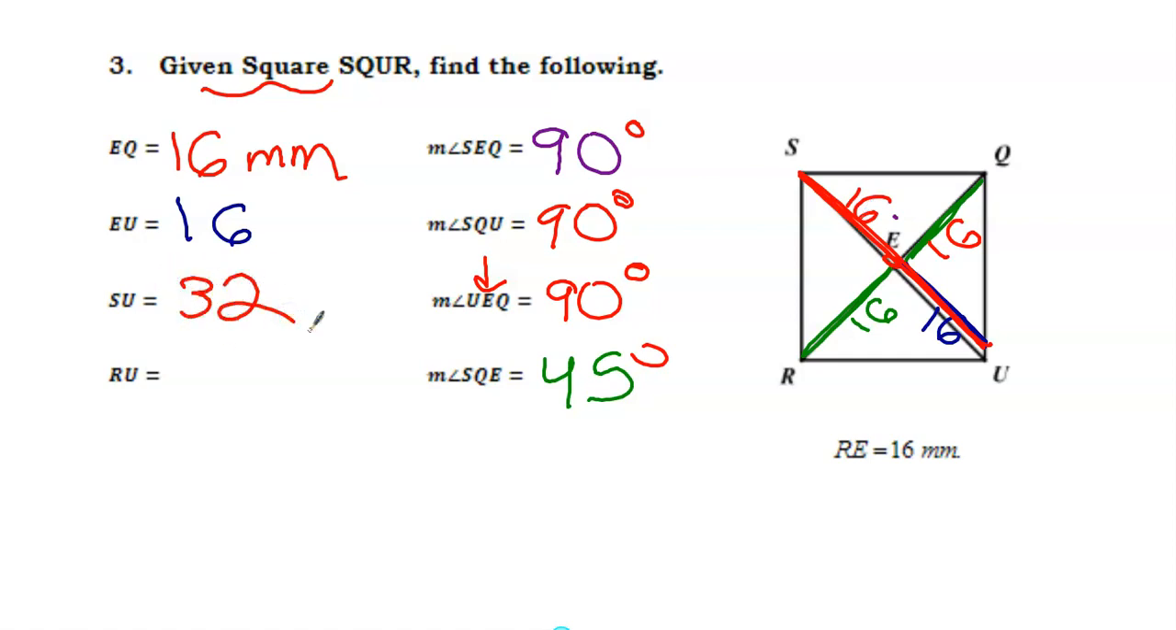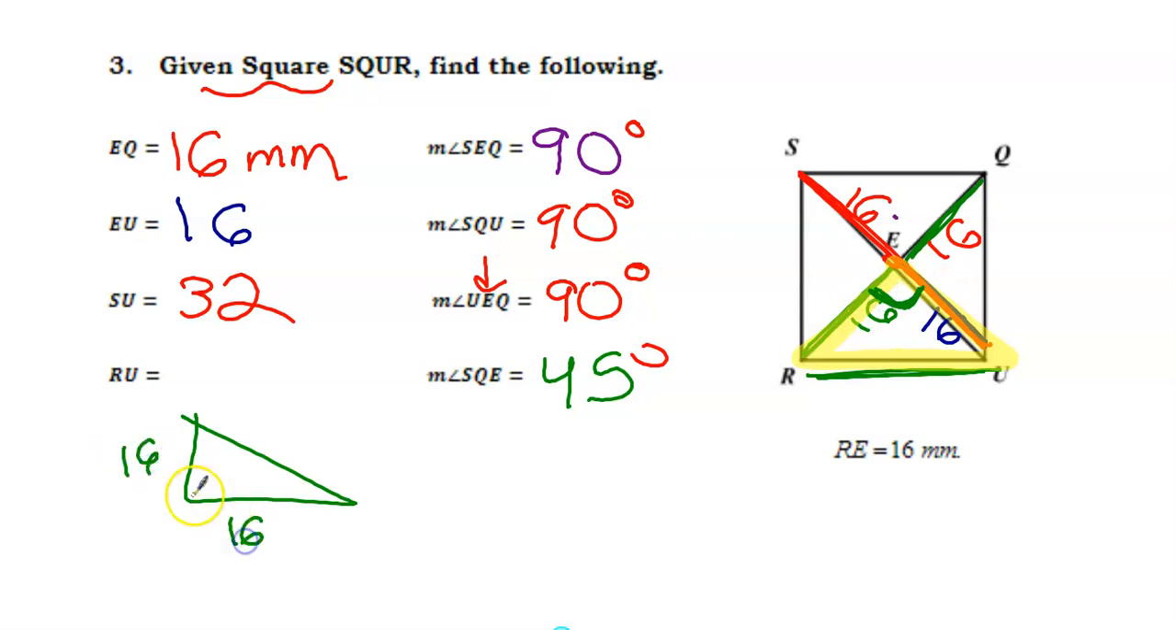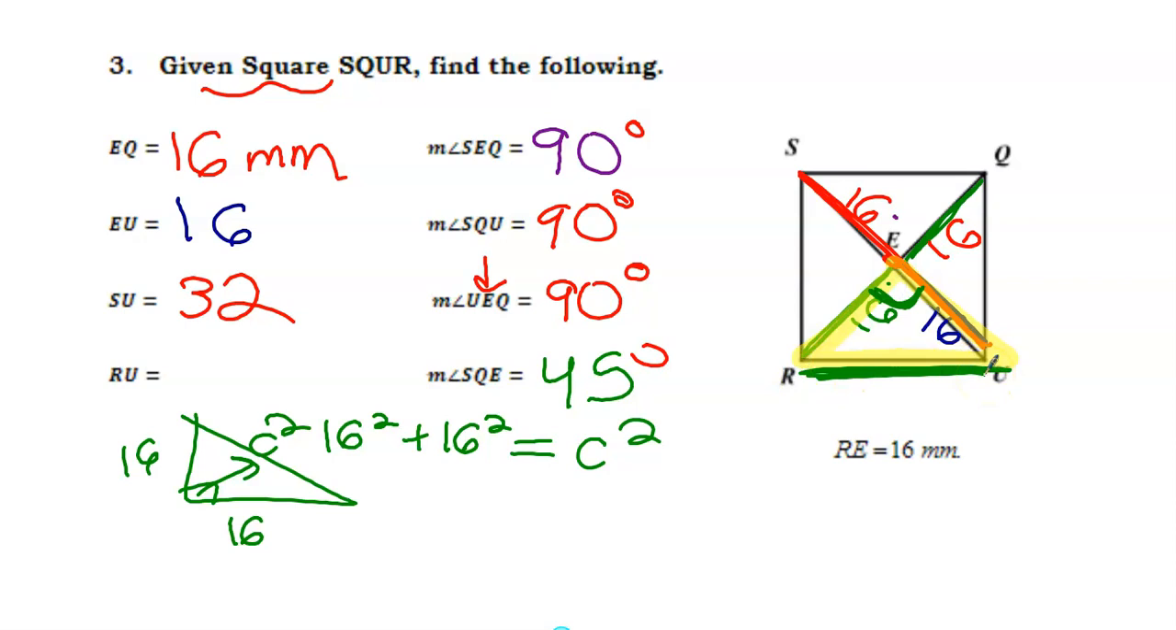All right, now how am I going to figure out what RU is? Well, at the beginning of this unit, we talked about the Pythagorean Theorem. Okay, so let me highlight what I'm looking at. So I have this triangle right here, and I know this is 90 degrees. So I have 16 and 16, and I need to figure out what the hypotenuse is. So I have 16 squared plus 16 squared equals c squared, because I don't know what this side is. That side is RU. RU is the hypotenuse, okay? So I'm going to solve that problem.